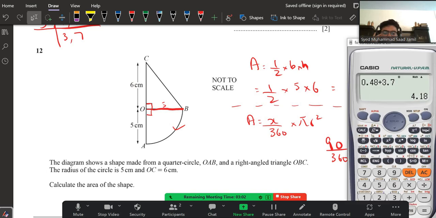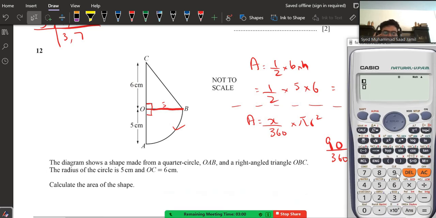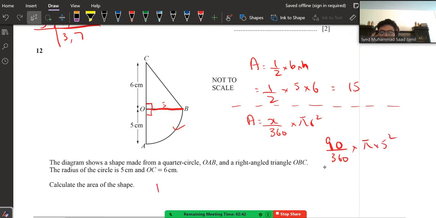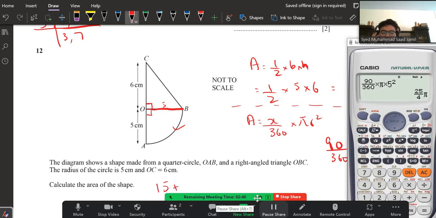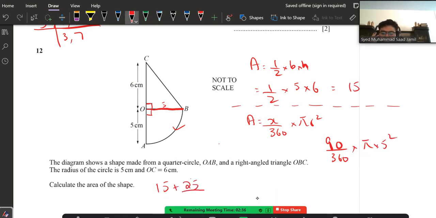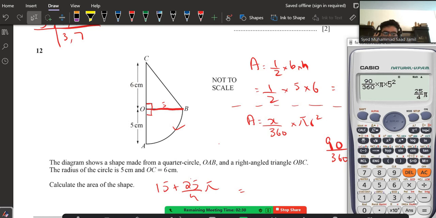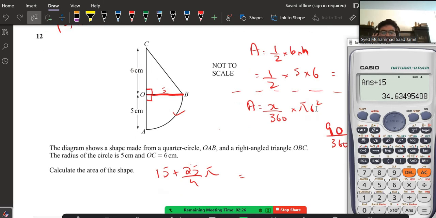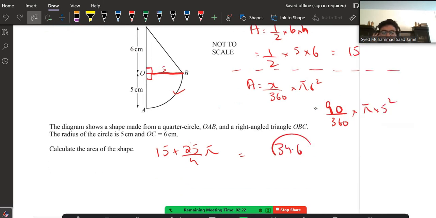Let's calculate it. 90 upon 360 multiplied by pi multiplied by 5 squared. So the answer is 25 upon 4 pi. We are going to add 15 with 25 upon 4 pi. Let's add it as well. Plus 15. 34.634. So we can write it as 34.6.